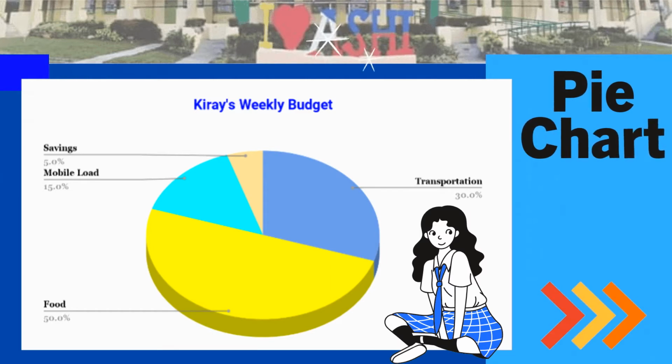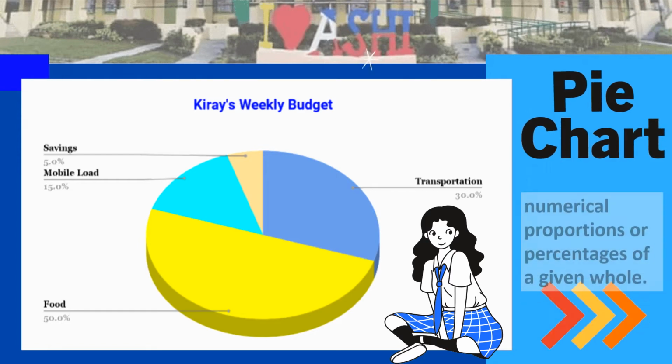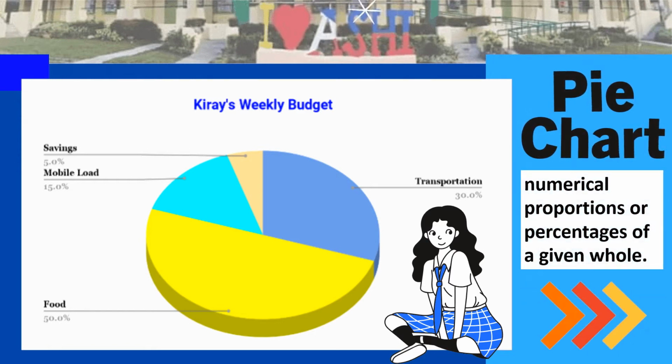Another nonlinear text is pie chart. Pie chart or pie graph is a circular statistical tool. It uses portions or slices to represent numerical proportions or percentages of a given whole.